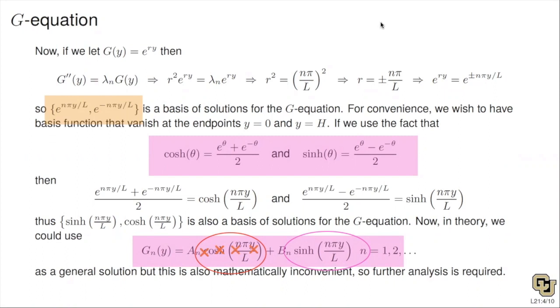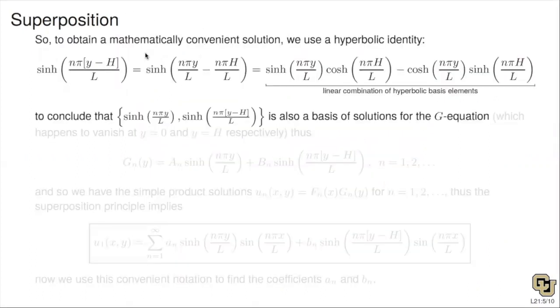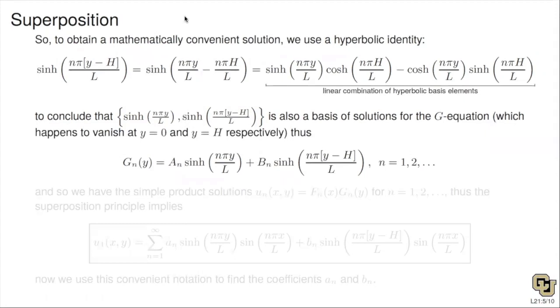So finally, let's use a hyperbolic trig identity. Based on the identity, we end up with this basis that does use the sinh n pi y, but has this other term that happens to be a linear combination of the sinh n pi y and the cosh n pi y. So it still spans the space, and these things are linearly independent. So now we write our solution this way. So this is finally what we end with.